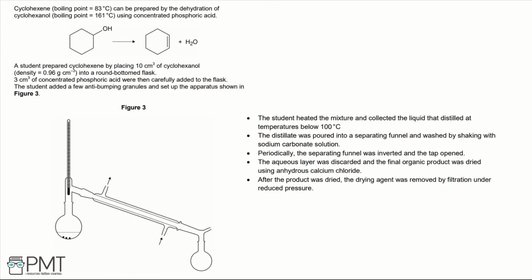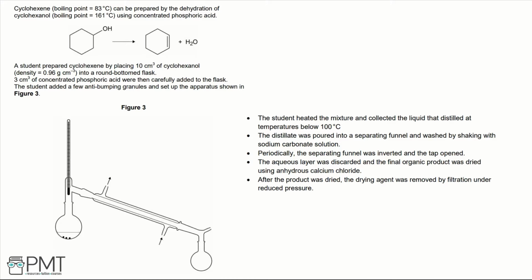Cyclohexene has a boiling point of 83 degrees Celsius, and it can be prepared by the dehydration of cyclohexanol with a boiling point of 161 degrees Celsius, using concentrated phosphoric acid. A student prepared cyclohexene by placing 10 centimeters cubed of cyclohexanol with a density of 0.96 grams per centimeter cubed into a round bottom flask. 3 centimeters cubed of concentrated phosphoric acid were then carefully added to the flask. The student added a few anti-bumping granules and set up the apparatus shown in Figure 3.